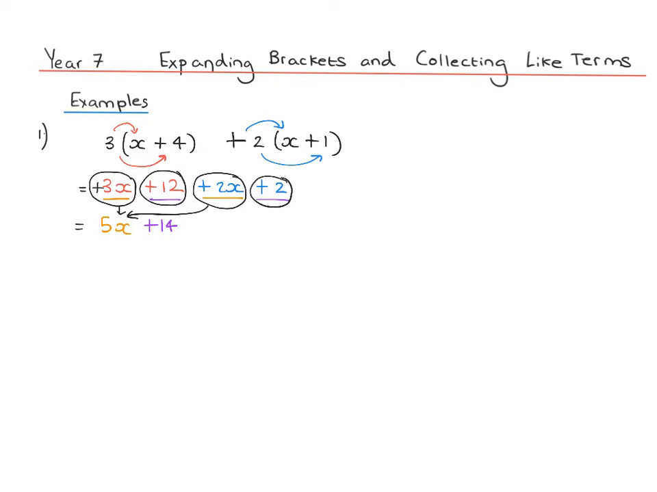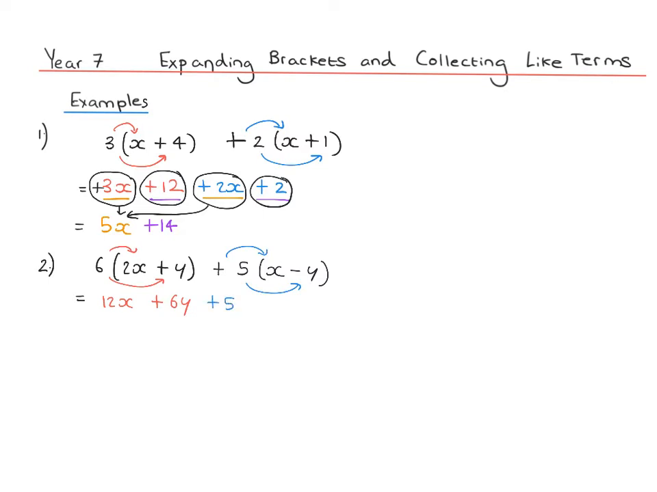Let's look at another example. So here we have 6 bracket 2x plus y plus 5 bracket x minus y. So we are going to expand the first bracket. This gives me 12x plus 6y. We're now going to expand the second bracket, which gives me 5x minus 5y.